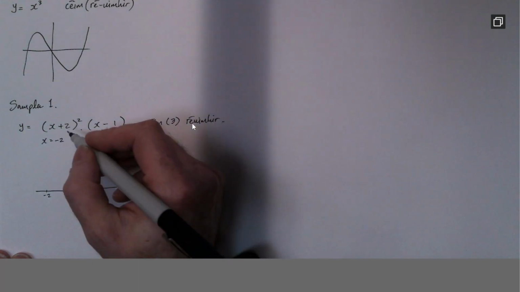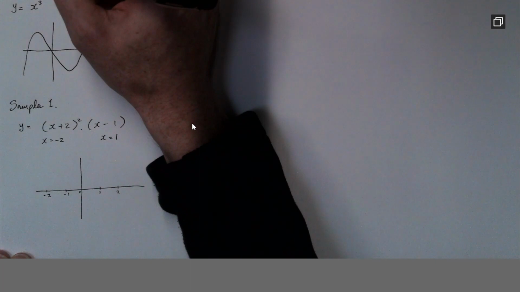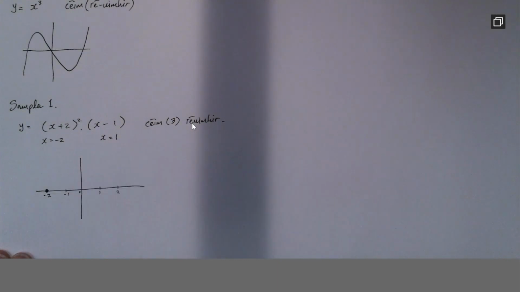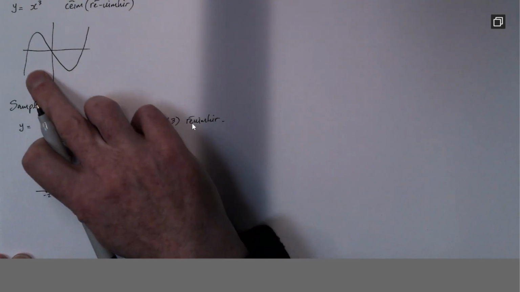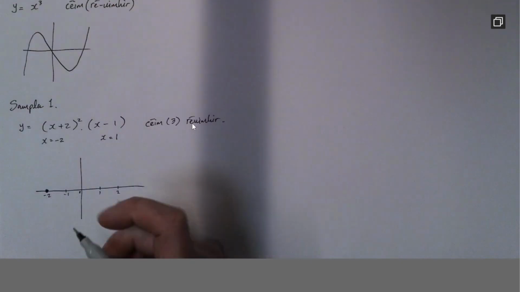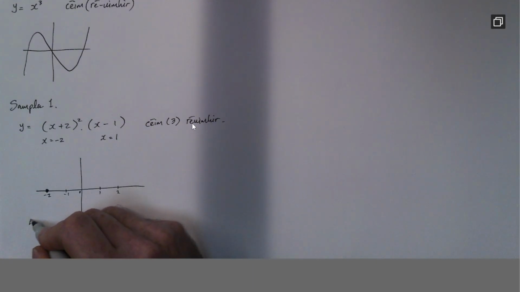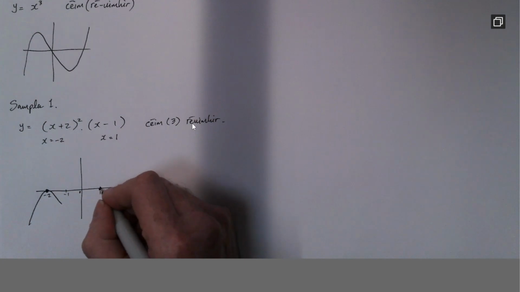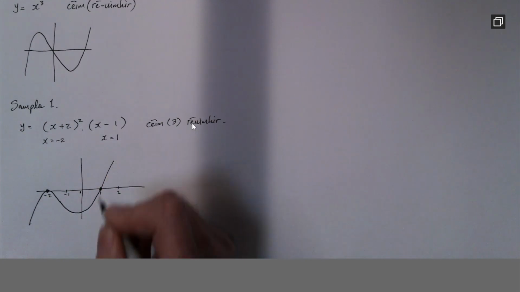Now, for (x plus 2) squared we have equal roots, so the graph touches the x-axis at 1 point. Because it's positive, it's an n-shaped graph, and we turn at minus 2 because we have equal roots. At the root x equals 1, we go straight through. And there's your graph.